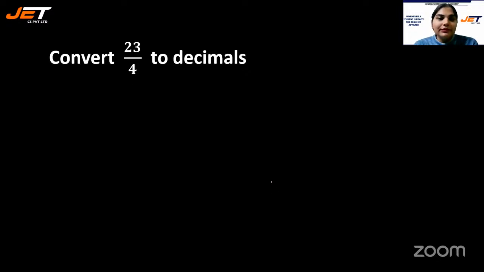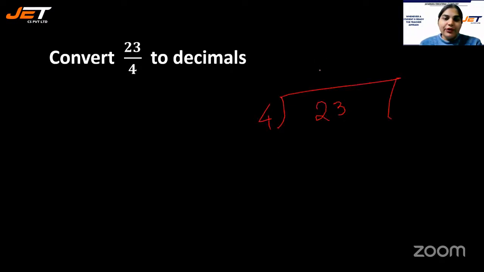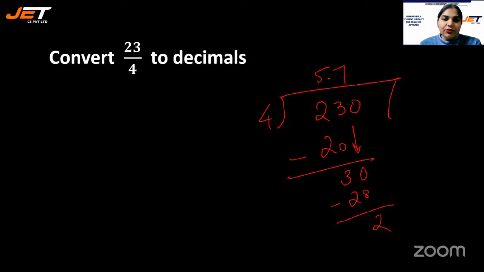23 by 4. We will just divide 23 by 4. 4 fives are 20. 3 here, putting an extra 0 means putting a decimal. 4 sevens are 28. 2 here, one more 0. That doesn't mean one more decimal. 4 fives are 20. So it is 5.75.